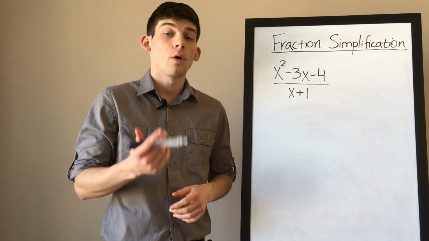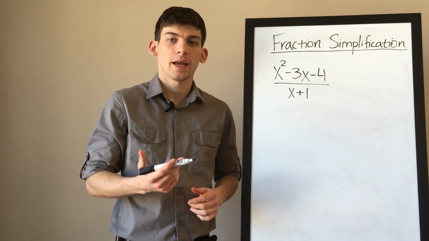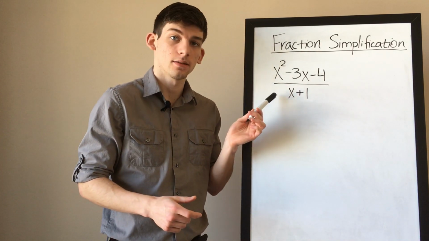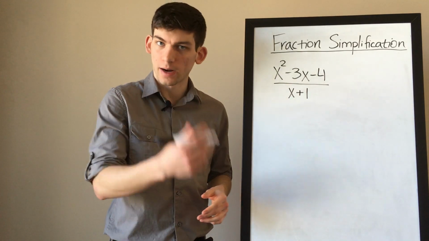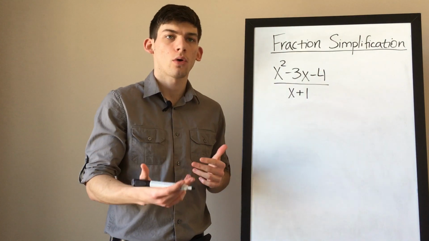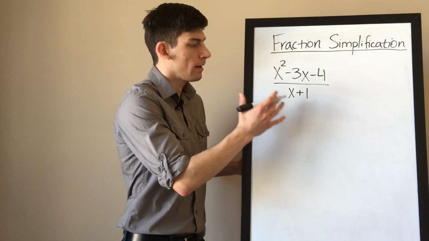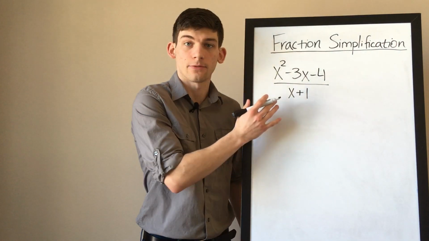So I want to go over one more example of fraction simplification that's very common on the SAT, and it'll be something that looks like this. And the problem will either ask you to directly simplify it, or you'll just have to simplify it in order to find the answer to the problem. So how can you actually simplify a fraction like this?